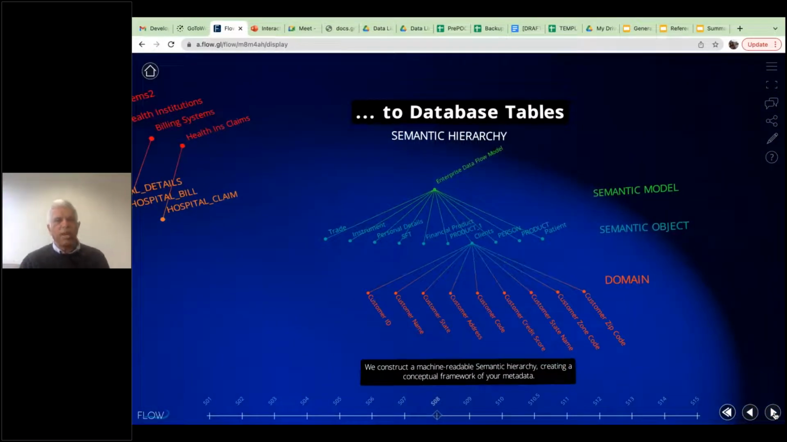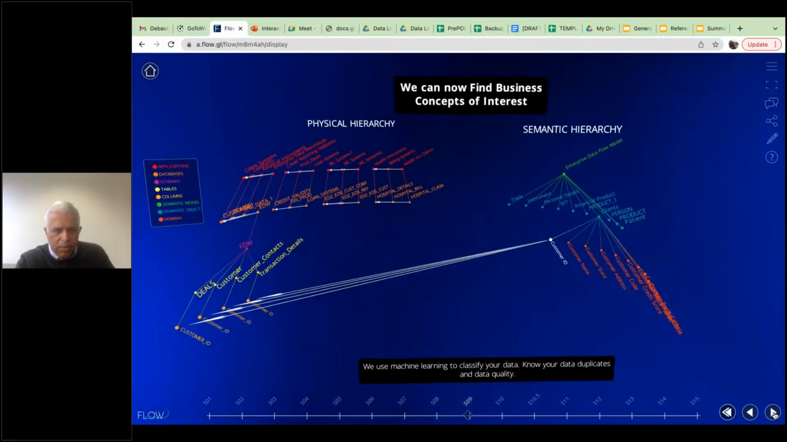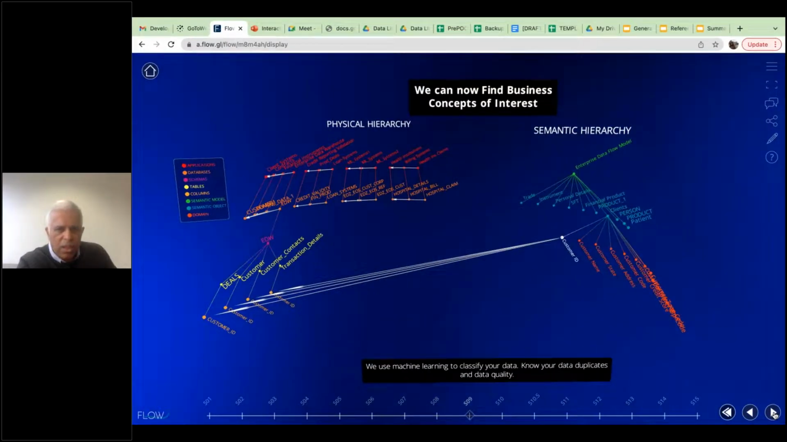And now we need to relate the way our business objects are related to our data objects. And so we are able to link all this together and say, this is how a particular part of the business, a particular business problem, is being understood in terms of the actual data that sits in the databases.